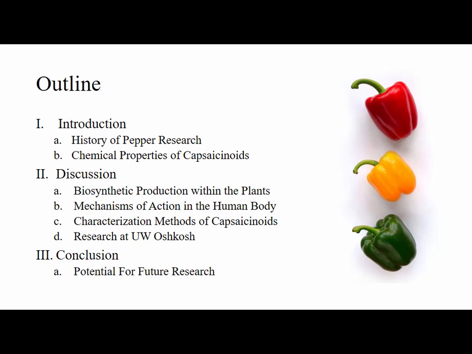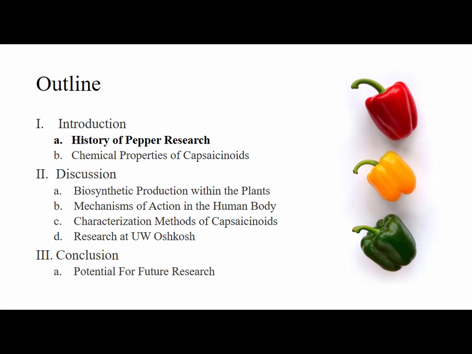All right, so just a small overview of what I'm going to be talking about today. I'm going to start out with an introduction. We're going to look over some of the history of pepper research, as well as some of the chemical properties of capsaicinoids that you need to know for this talk. And then I'm going to move into a discussion. We're going to talk about the biosynthetic production in plants, the mechanisms of action within the human body, some of the characterization methods that have been done on capsaicinoids, as well as my research here at UW-Oshkosh. And then to end off, I'm going to talk about some of the potential for future research.